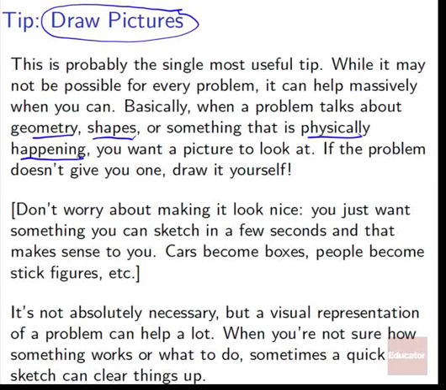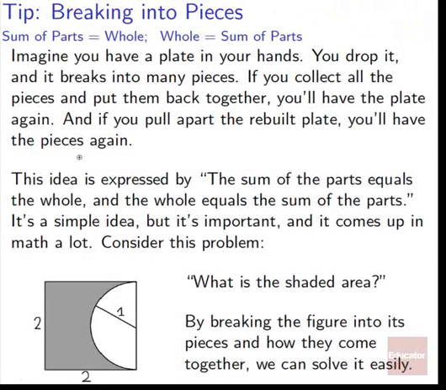It can be really, really useful. Drawing pictures is a great way to approach word problems. Really helps us understand it, helps us figure out what we're looking for, helps us set up our equations, and it can help us solve it. Really, really useful stuff.